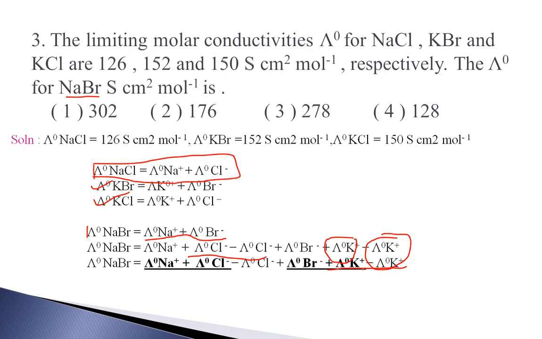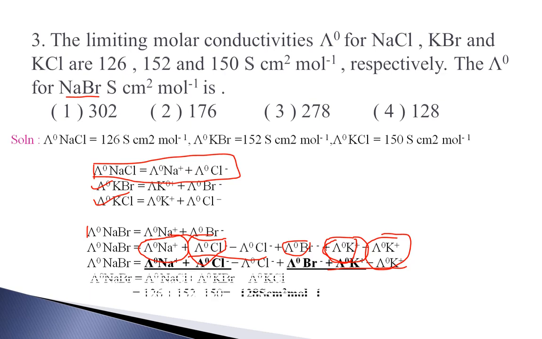The above terms, lambda naught of Na plus ion and lambda naught of Cl minus ion, combine to form the molar conductivity of NaCl. Lambda naught of Br minus plus lambda naught of K plus ion combine to form the molar conductivity of potassium bromide. Then what about these two remaining terms? Taking the minus out, it becomes lambda naught of K plus plus lambda naught of Cl minus, that is the molar conductivity of KCl.